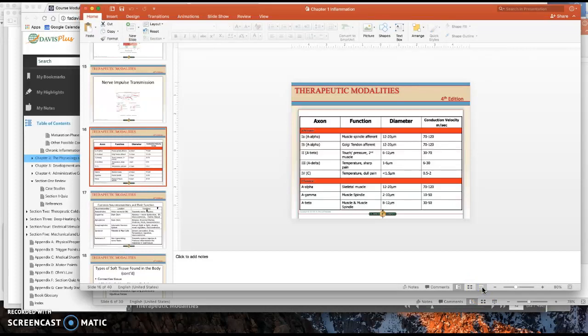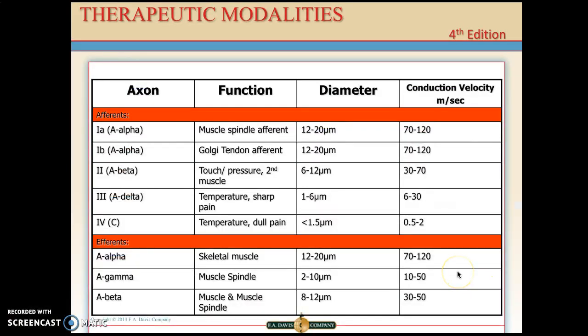All right. So this is in chapter 1, in the inflammation chapter. We were comparing different tissue types, different types of neurons. So what I was just referring to is that these A alphas, let's just look right here at these axons. We have type Ia and Ib, and then we have our A betas, our A deltas, and our Cs.